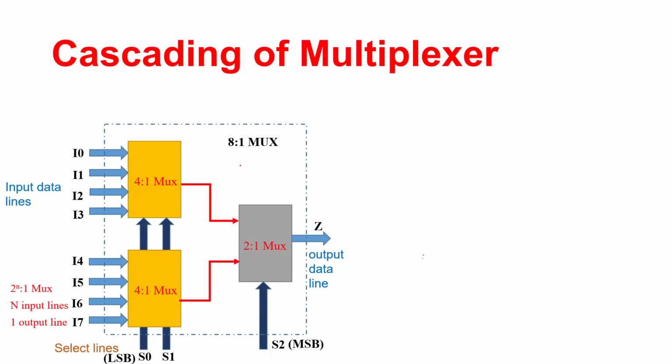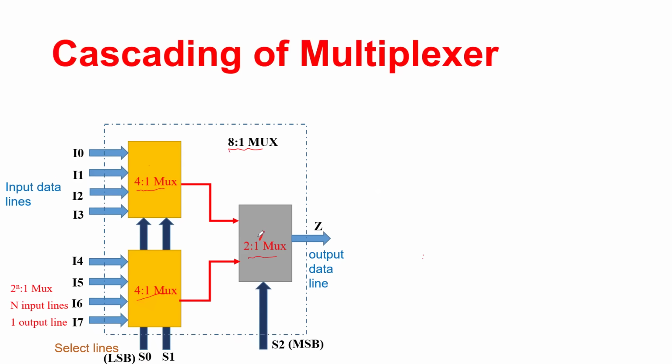Now, the next case, let us say the assignment is to create an 8:1 MUX right over here. And an 8:1 MUX can be realized by using 4:1 MUX in the quantity of 2 and one single 2:1 MUX. So the definition of the 4:1 MUX is that you obviously have four input data lines, I0 to I3, and another four data input lines from I4 to I7. And each of these 4:1 MUX has two select lines, S0 and S1.